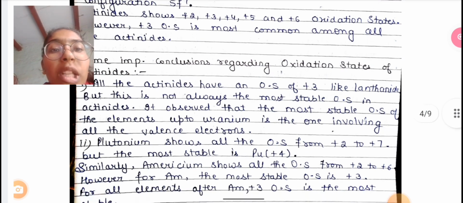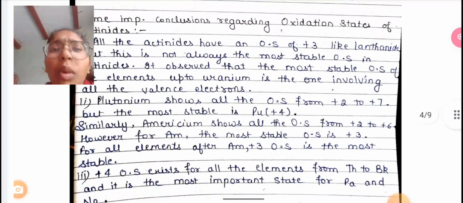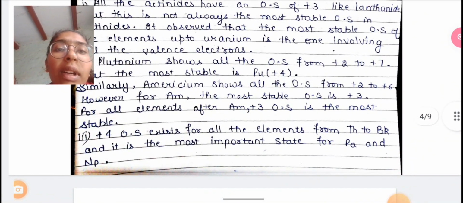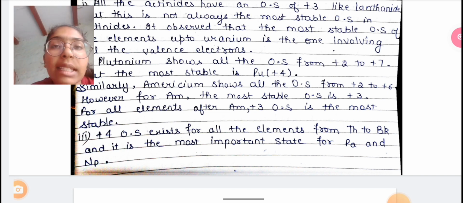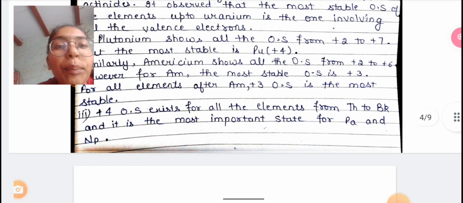Plutonium shows all the oxidation states from +2 to +7, but the most stable oxidation state is plutonium +4. Similarly, americium shows all the oxidation states from +2 to +6. However, from americium, the most stable oxidation state is +3. For all elements after americium, the +3 oxidation state is more stable. Third one is the +4 oxidation state, which exists for all elements from thorium to berkelium, and it is the most important state for plutonium and Np.